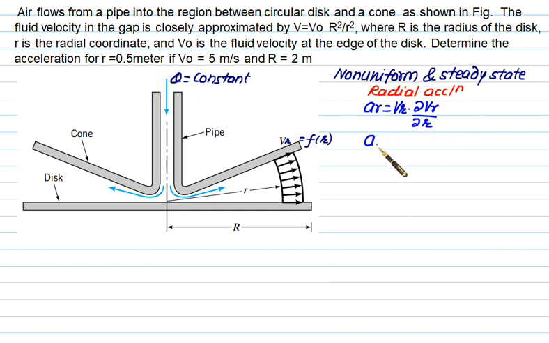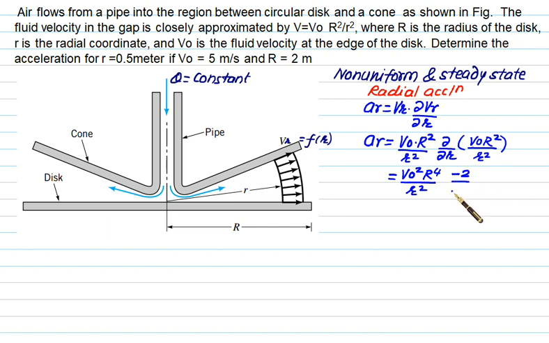So we have AR equal to VR, which is the same as V0 R square by r square, times del VR by del r, which is equal to V0 R square by r square. This time we have V0 R square common. So we have V0 square, R square times R square will be R to the power 4, divided by r square. And the derivative of 1 by r square will be equal to minus 2 divided by r cube. So clearly we are getting a negative sign. So this one is representing the deceleration again.